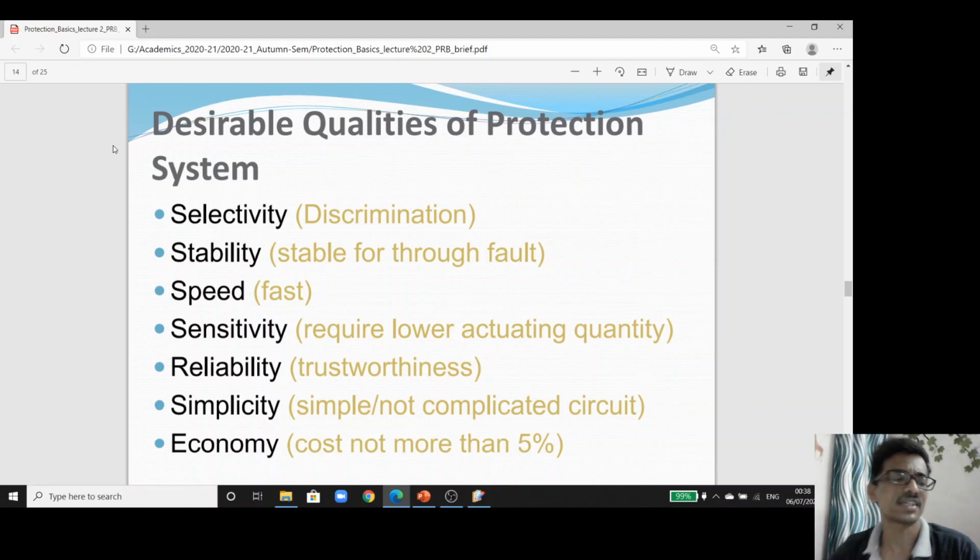Now in the next lecture, we will see the simple protection circuits and discuss the various components of the protection circuits, and the next part of the circuit, in the next lecture.